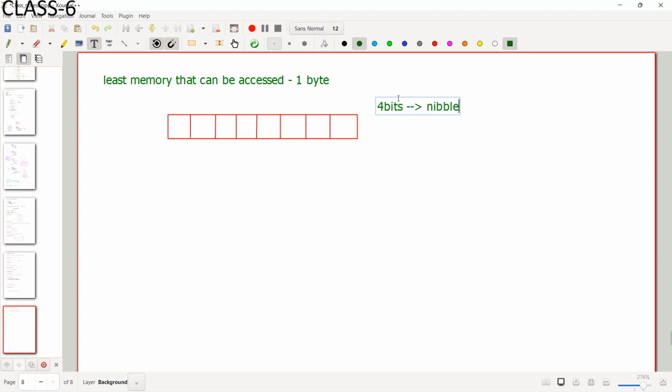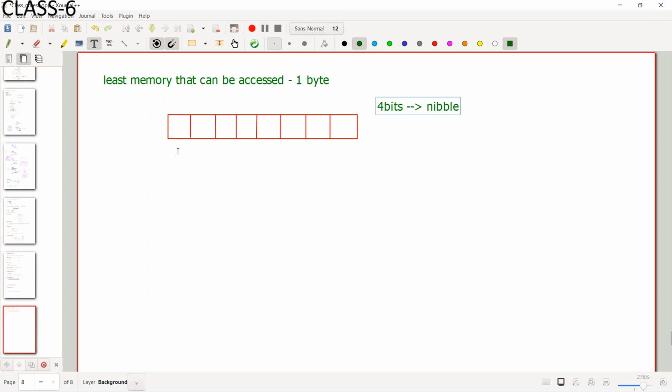Nibble. Okay, but we can't access the nibble alone. Like we can't access 4 bits separately. Which means inside the system's memory, suppose that's a variable getting space inside the memory, at least 1 byte only it can get the space. At least 1 byte should be there.